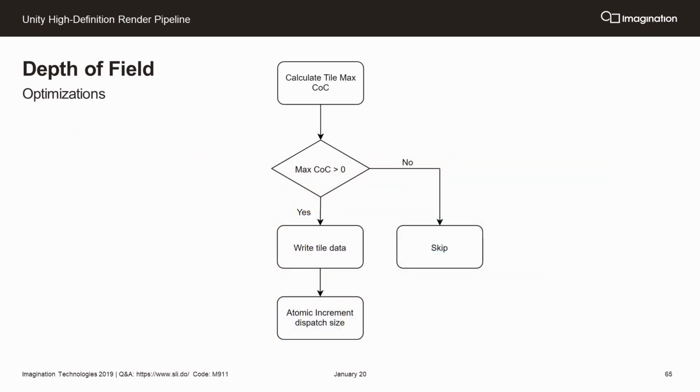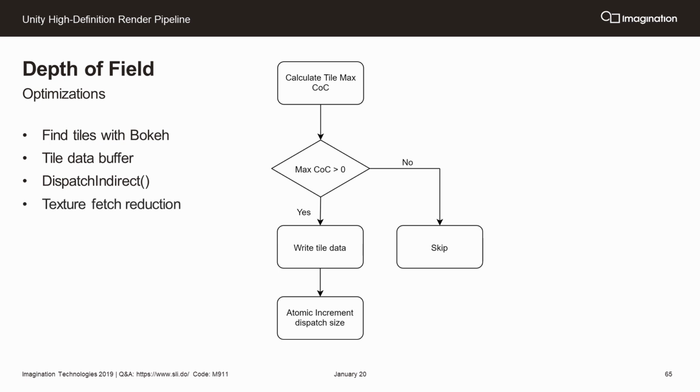Now, this pass is optimized by executing the bokeh blur only on the tiles that actually require it. This is done by finding the tiles that actually require bokeh, then writing them into a tile data buffer, and then dispatching this compute workload indirectly. So if the max COC value is 0, then the tile is skipped. Otherwise, the tile's coordinates are written into the tile data buffer. Now, this greatly reduces the number of texture fetches that are required.